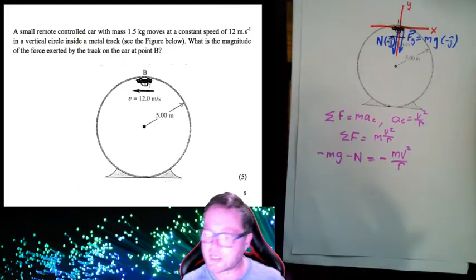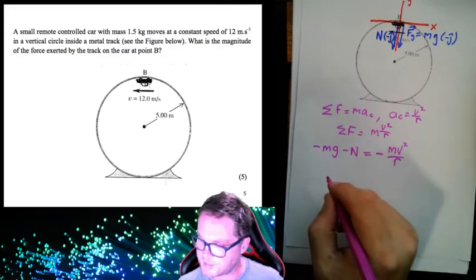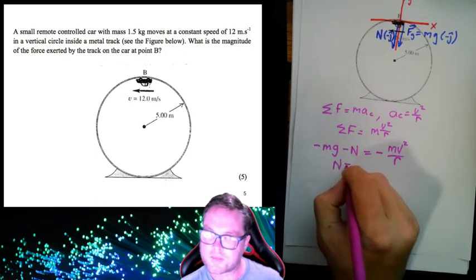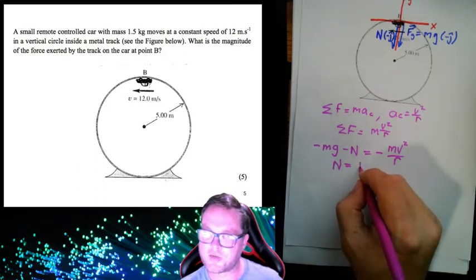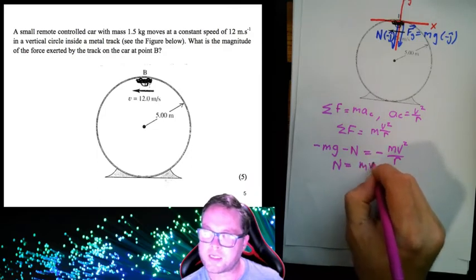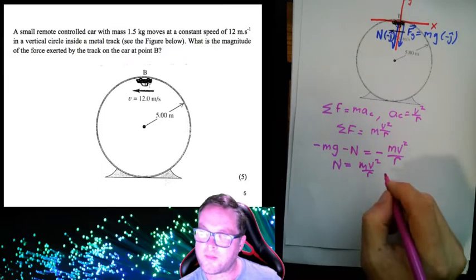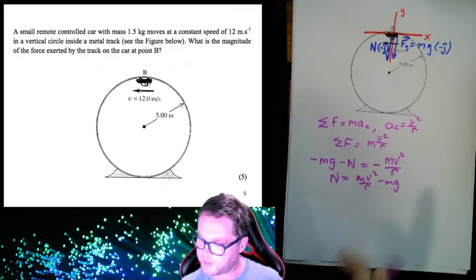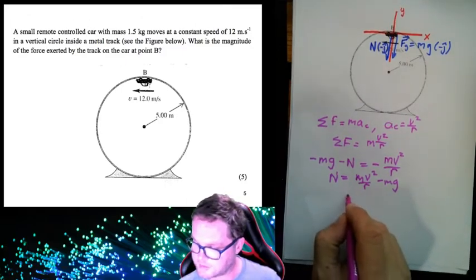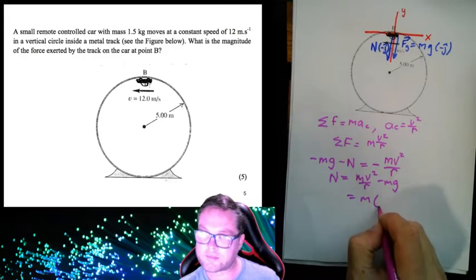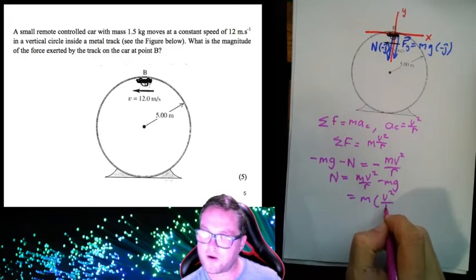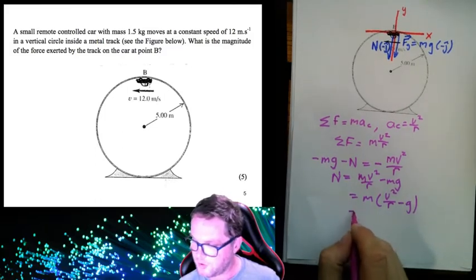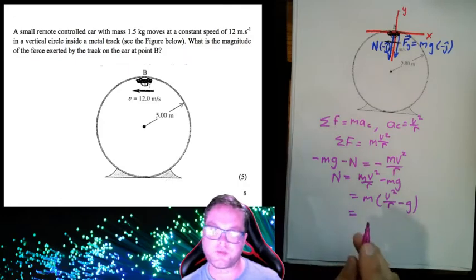We're asked to calculate the normal force, so we can simply rearrange the equation. This will give us the normal force is equal to mv squared over r minus mg. So this means that we're going to have the normal force is equal to mass times v squared over r minus g.